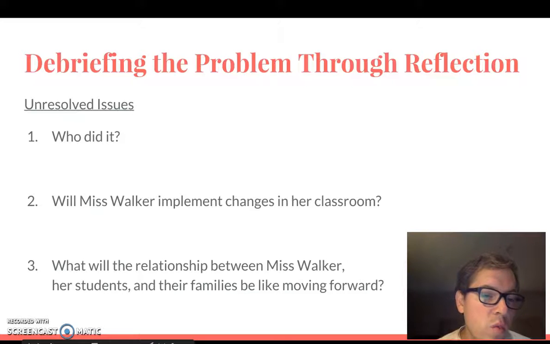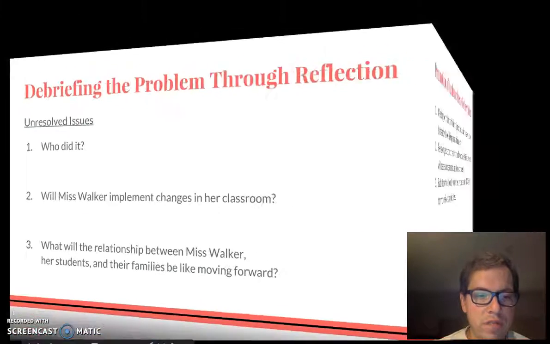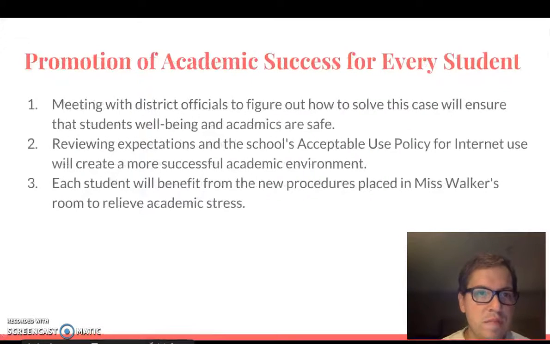Number three, what will the relationship between Miss Walker, her students, and their families be like moving forward? It still needs to be positive, but this is obviously a big thing that happened to Miss Walker, and she's going to have to bounce back from it to teach all her students. She shouldn't have to come into her classroom thinking, which one of my kids did this, and feel unsafe in the classroom environment. So these are all unresolved issues that hopefully will be resolved through the plan of action, or at least looked at.